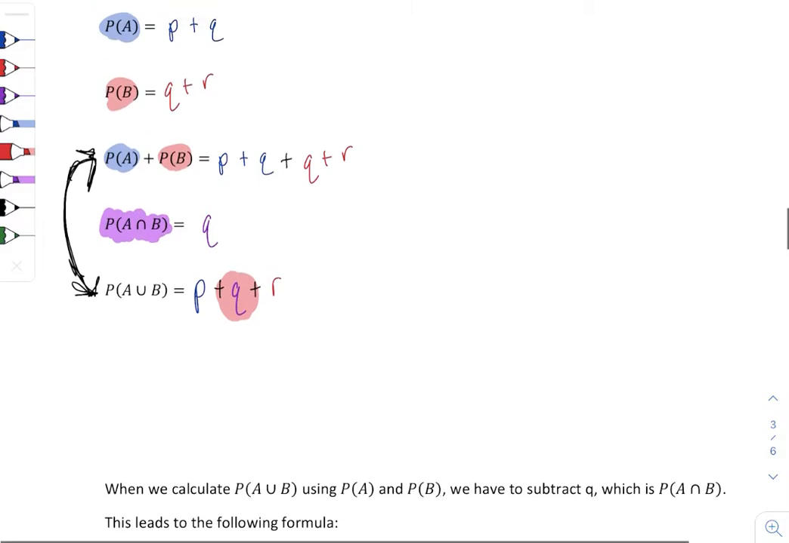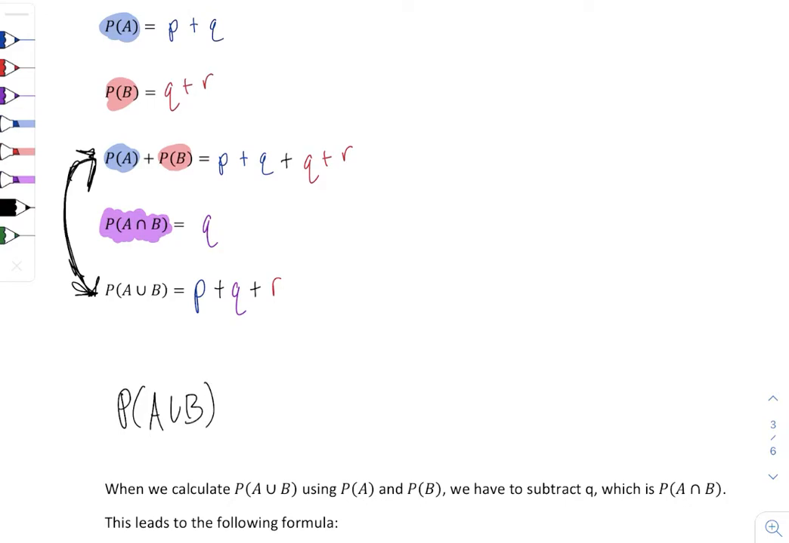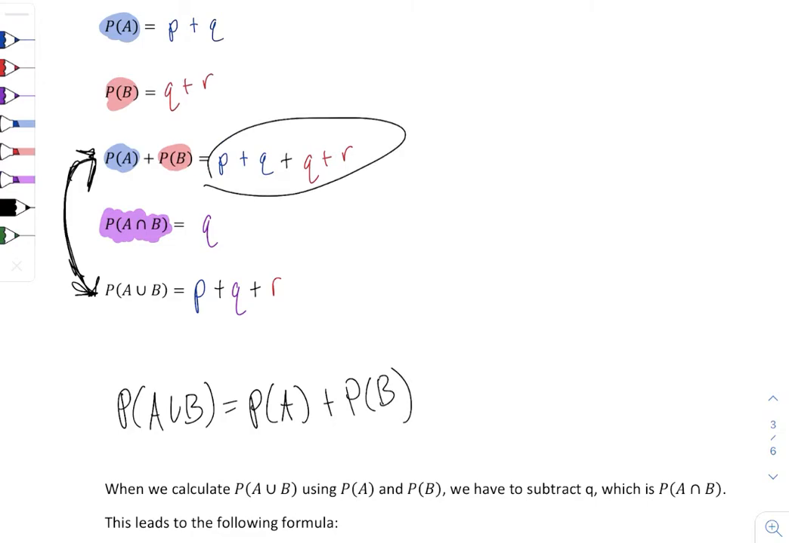So I want some kind of formula for finding the probability of A union B. Right away, you might think it's A plus B, but we just talked about how that's not going to work, because I'd have an extra Q. So we need to subtract a Q from that. Is there anything whose probability is just Q? Yes, the intersection, and the intersection probability is Q. So if I subtract out the intersection, that gives me exactly what I want.